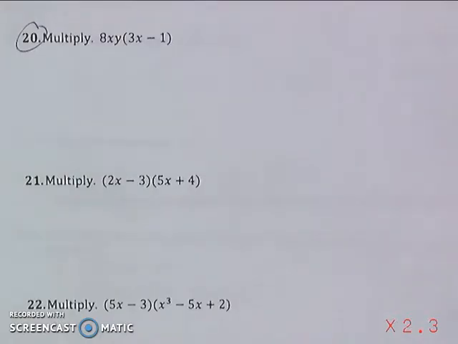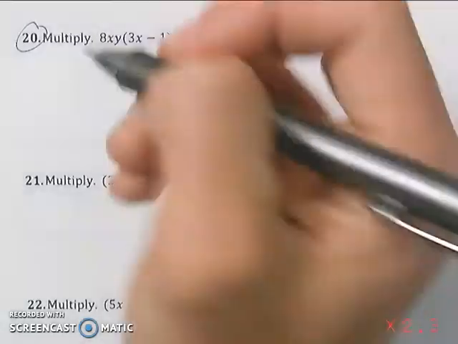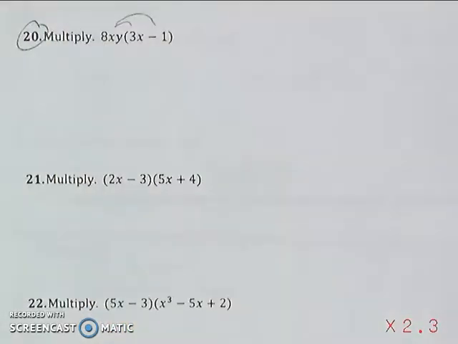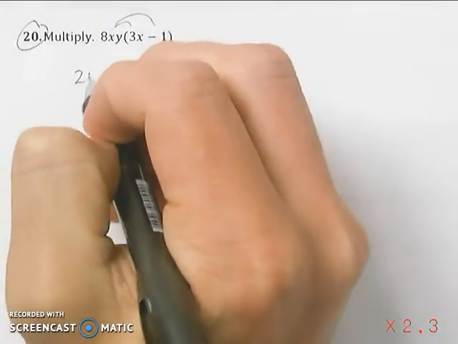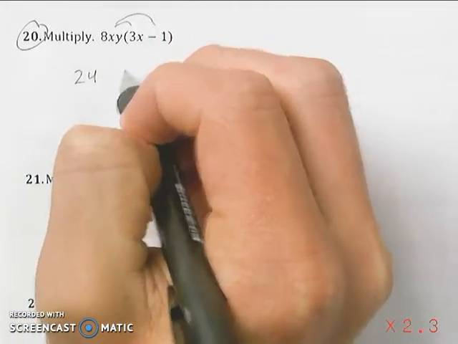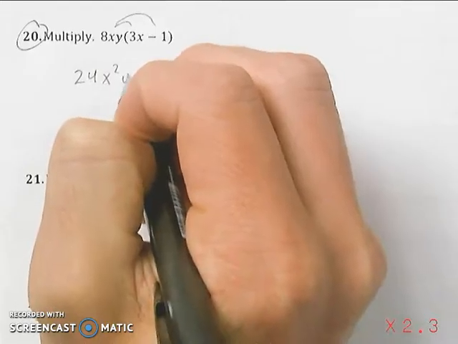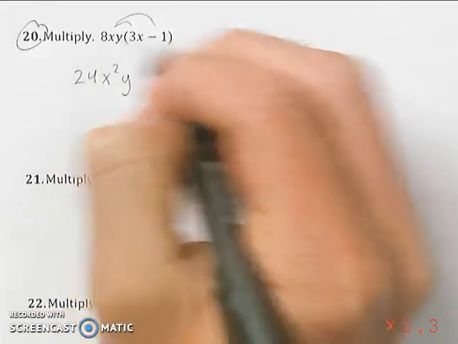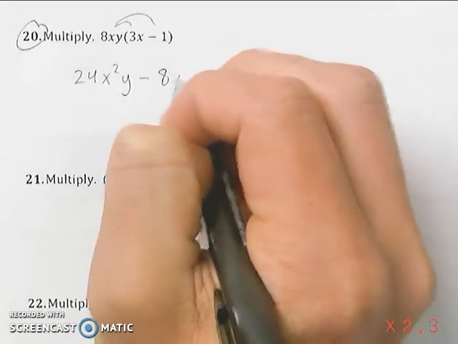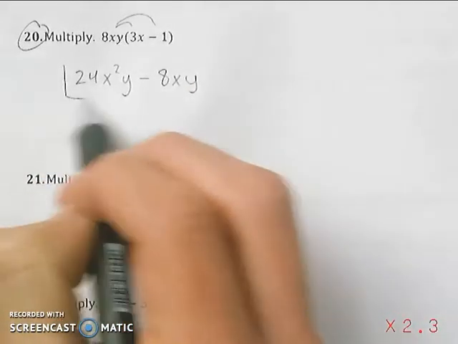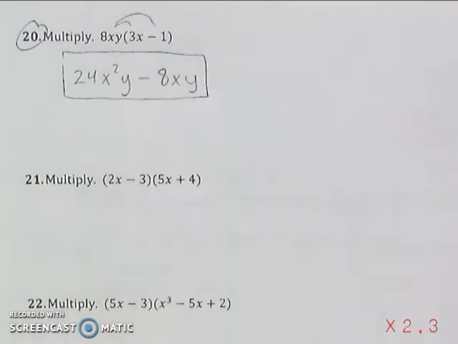Alright guys, this is part 2. We're starting at question 20, multiplying. So we just got to distribute our numbers right through here. And 8 times 3 is going to give me 24. x times x is going to give me x squared. And then the y is going to be sitting on there. And then this times a negative 1 is just the same thing, but it becomes a negative 8xy. Okay?